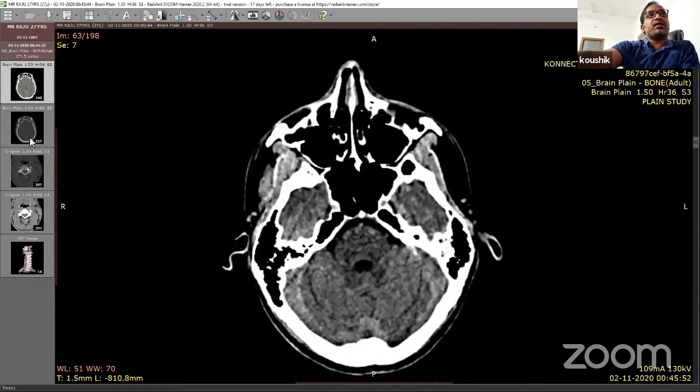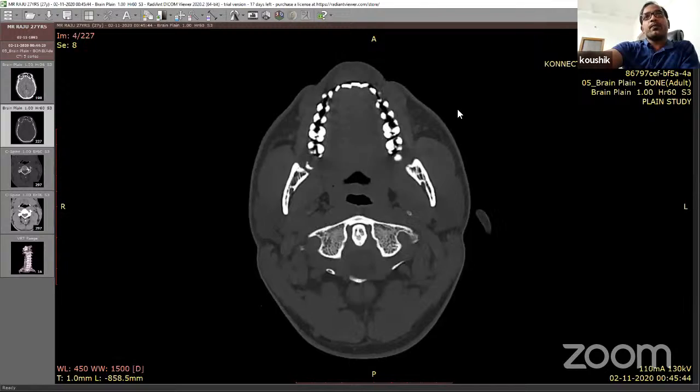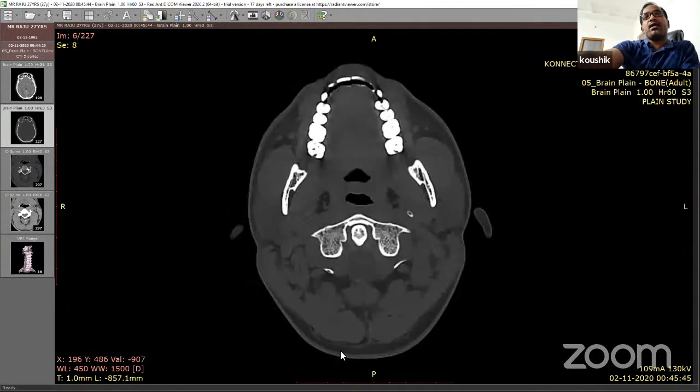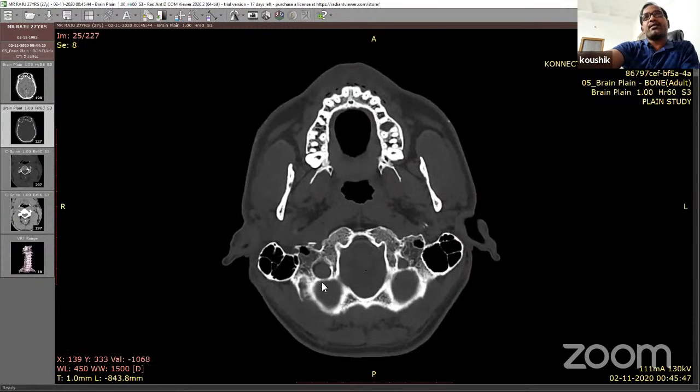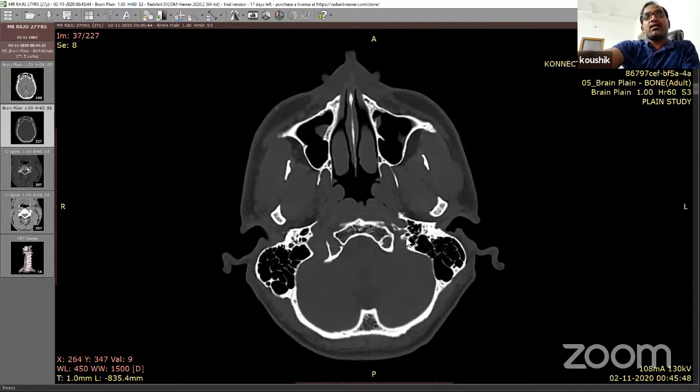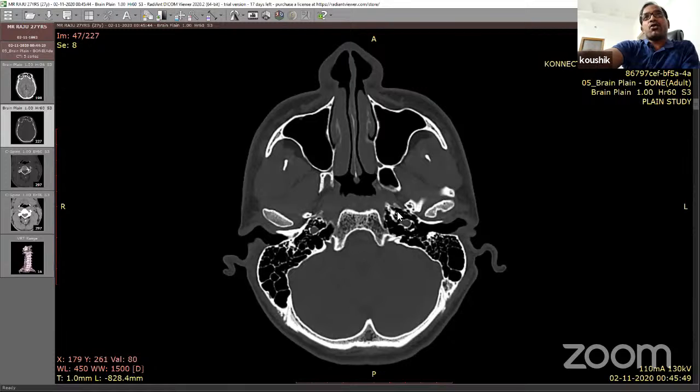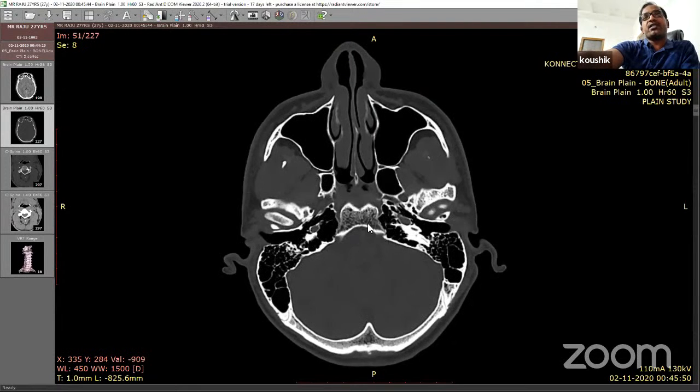So then here comes the bone window. This part, what we are seeing now, is the atlantoaxial joint. Then we go up. These are the mastoid air cells on either side. These are the temporomandibular joints on either side. This is the clivus in the midline.